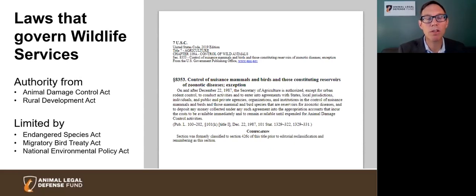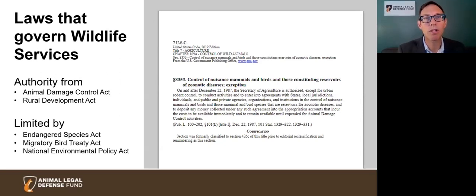But Wildlife Services' authority is also limited by other laws, including the Endangered Species Act, the Migratory Bird Treaty Act, and the National Environmental Policy Act. These are some of the laws that the Animal Legal Defense Fund has been able to successfully use to bring about positive changes that we'll talk about a little bit later in the presentation.